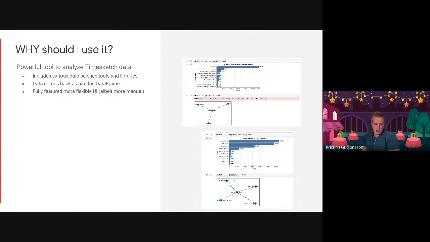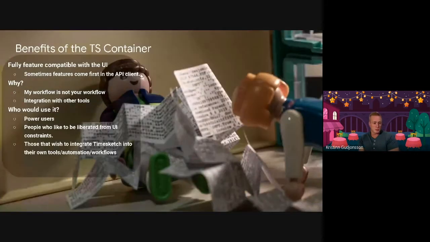The notebook is a fully featured UI, which is much more flexible than the other one, albeit it will require a lot of manual work and it has a larger learning curve. But once you get past that, it pretty much opens up everything you want. So some of the benefits of the container, as I said before, it is fully feature compatible with the UI. Everything you can do with the UI, you can do with the API client.